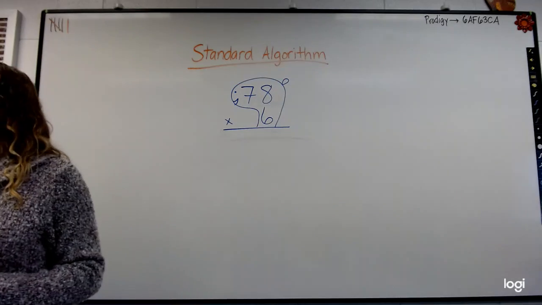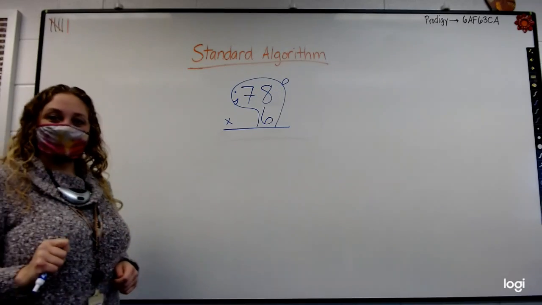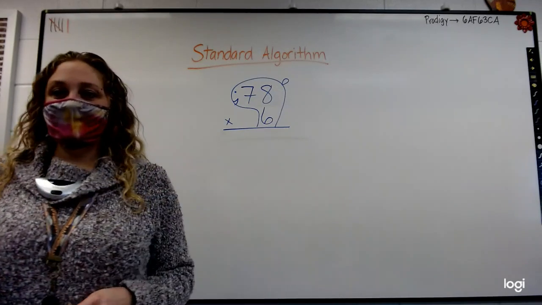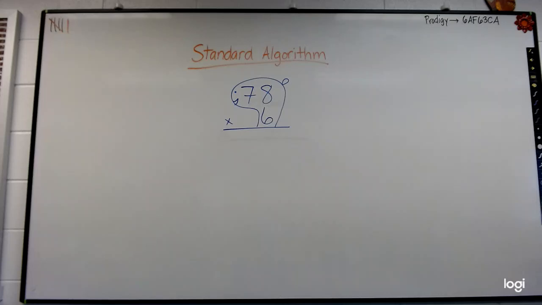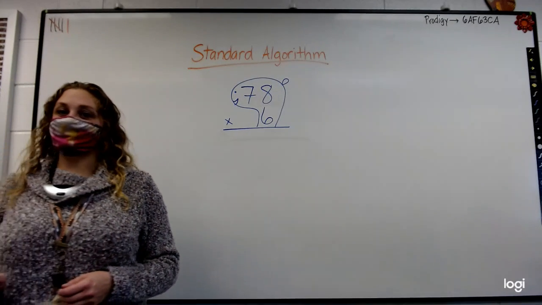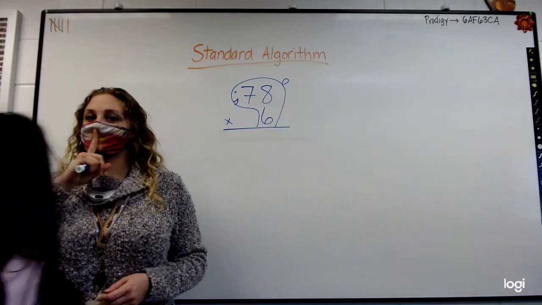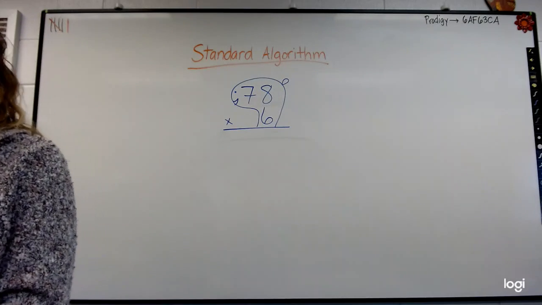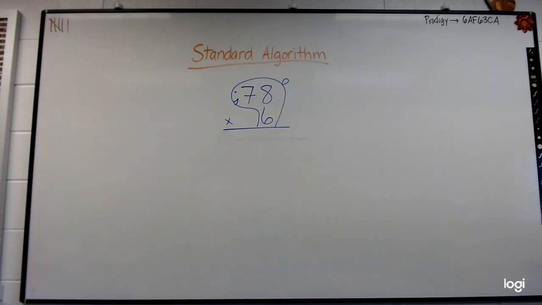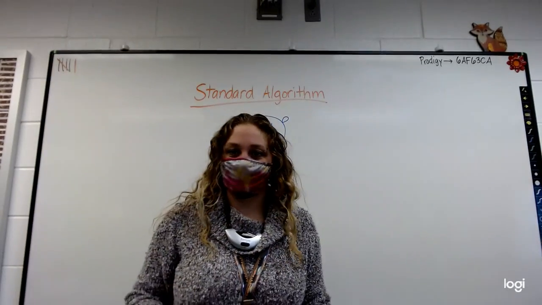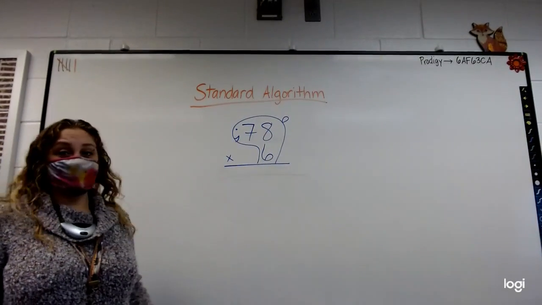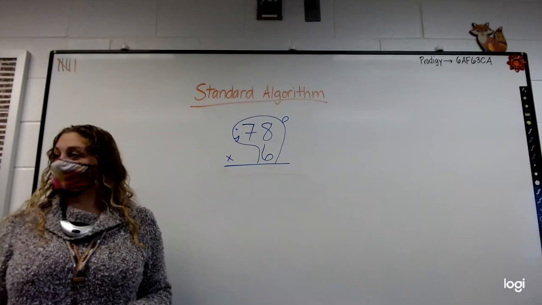Okay, go ahead and write the problem. 78 times 6. 78 times 6. Draw your turtle head. We're practicing that. I promise next week it'll make more sense. Sorry everyone, we have a lot of interruptions this morning. Okay, we have 78 times 6. Hopefully that is written on your board.